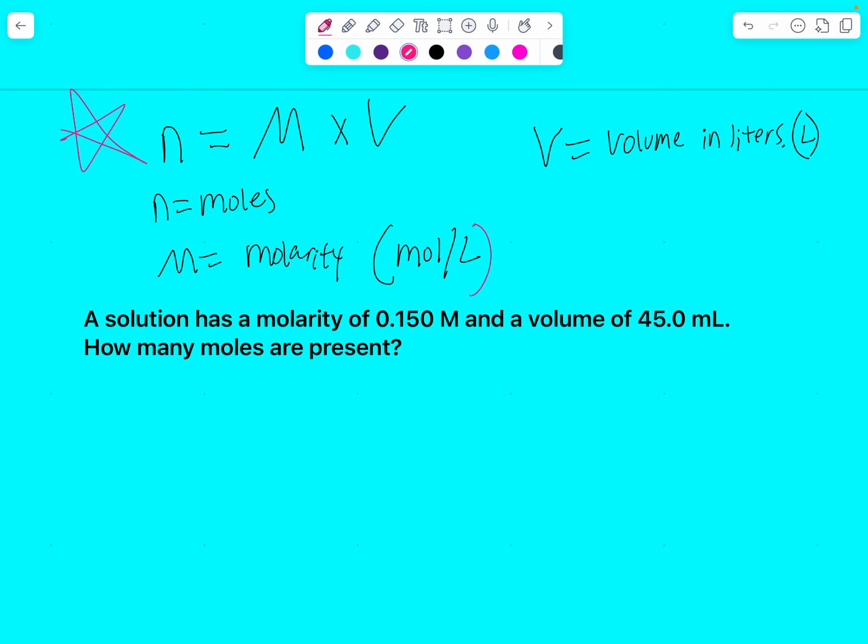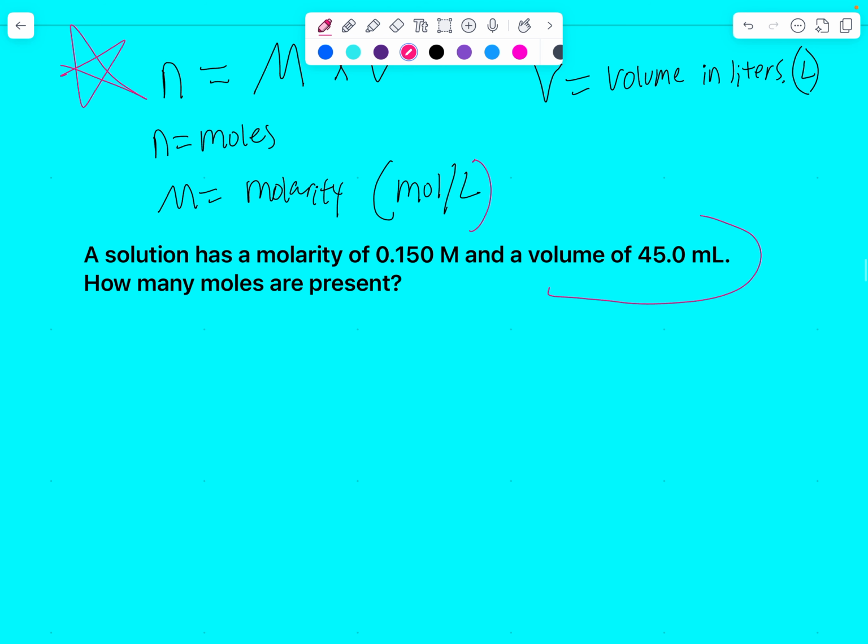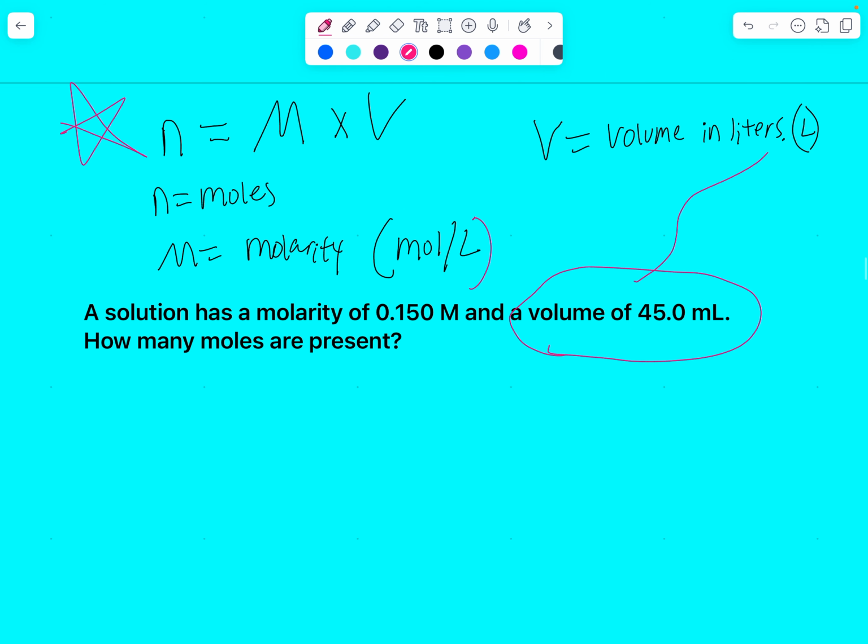A solution has a molarity of 0.150 molarity and a volume of 45 milliliters. How many moles are present? So, big problem, bad start. We have a volume that's in milliliters, and according to my formula, I need it in liters. So let's take 45.0 milliliters and try to figure out what it is in liters.